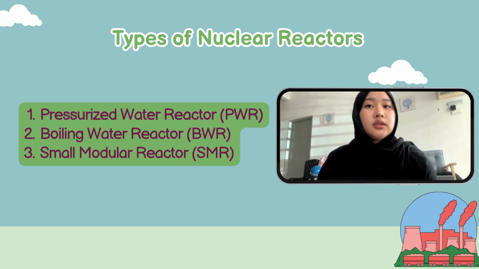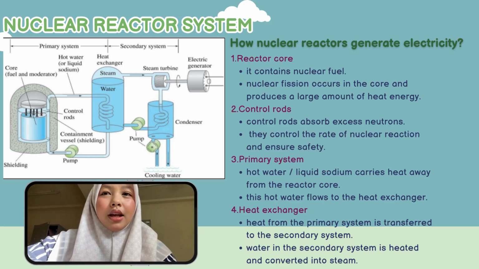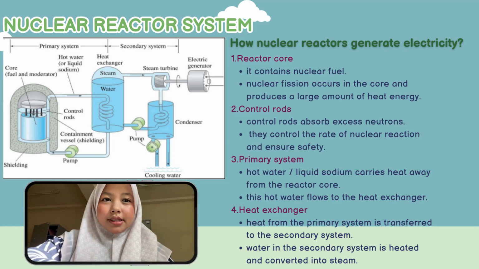In conclusion, nuclear reactors have different components and are designed to produce energy safely and efficiently. Next, I will explain the process of electricity generation in a nuclear reactor system. First, the reactor core contains nuclear fuel. In the reactor core, nuclear fission occurs and produces a large amount of heat energy.